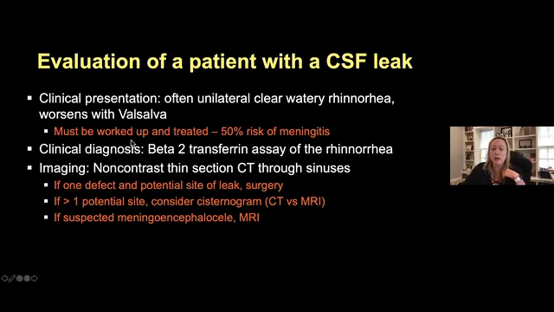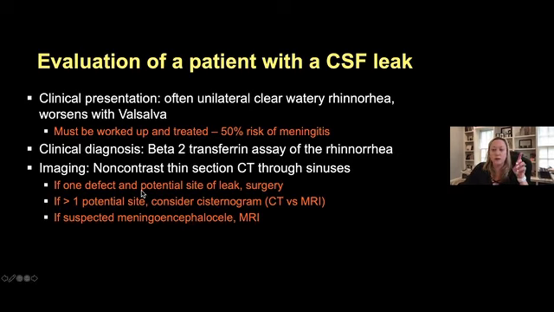So the clinical diagnosis of a CSF leak at the skull base is confirmed by taking a little bit of the fluid. It just requires a couple drops; the patient collects it in a test tube and sends it off for beta-2 transferrin assay. Beta-2 transferrin is a protein that is very specific to the CSF, and its presence confirms the leak. It's a very sensitive and specific test, and again, it only takes a couple drops.